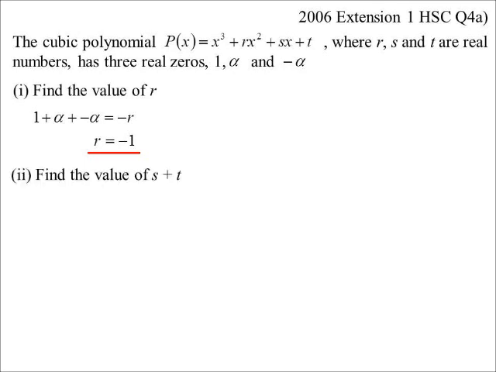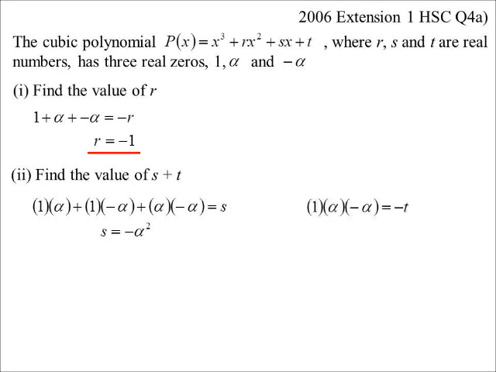Find the value of s plus t. So I've done 2 at a time. So 1 times alpha plus 1 times minus alpha plus alpha times minus alpha, that's going to be s. So s is minus alpha squared. If I do 3 at a time, I get 1 times alpha times minus alpha. So that gives me t is alpha squared. Well, s plus t then is 0.